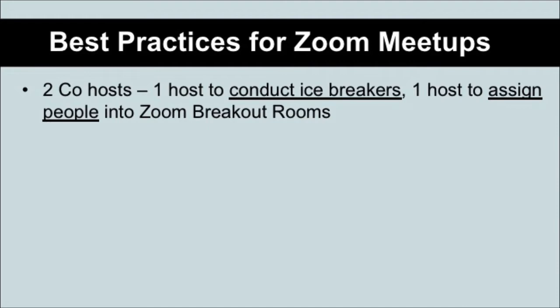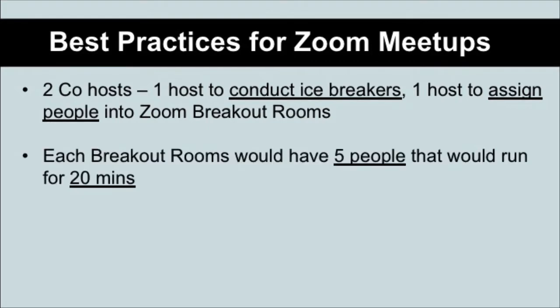So what the host would do is the host will organize an Icebreaker event, for example, say 10 minutes. And after that, he will get the new joiners and the regulars to introduce themselves, for example, have different activities. And then after that, the second co-host will be the person that will be assigning the people in the group to specific breakout rooms. And each breakout room would have 5 to 6 people assigned to the breakout room itself.